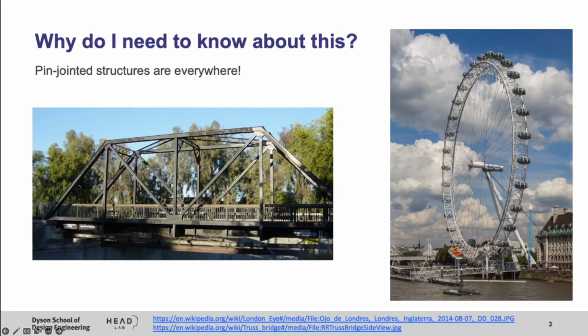We can see this little bridge, and this bridge here, I believe this should be the Millennium Bridge. And this structure as well. So you can see there are several structures in everyday life. If you pay attention, these are structures that can be modeled as pin-jointed structures.